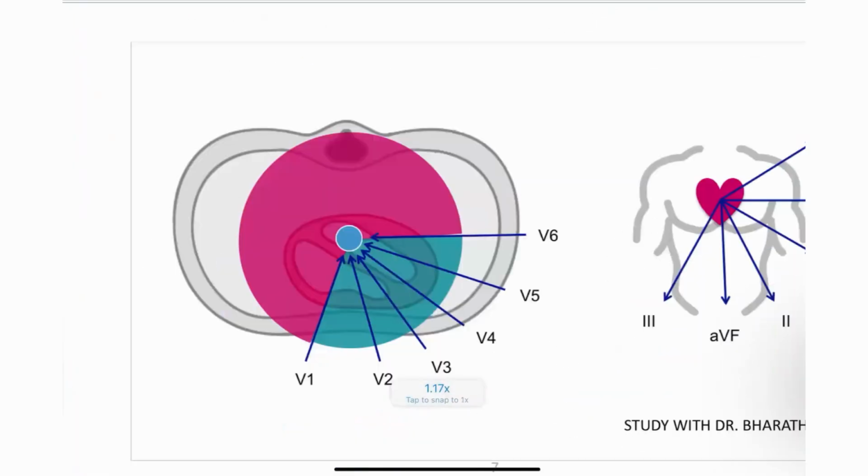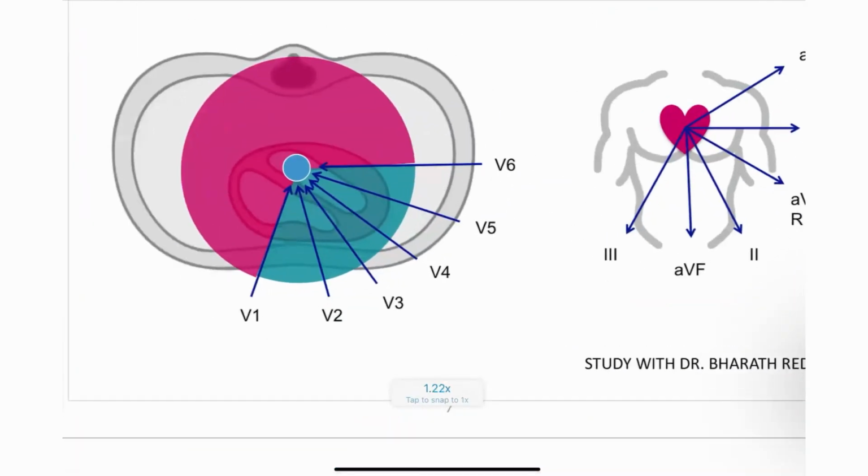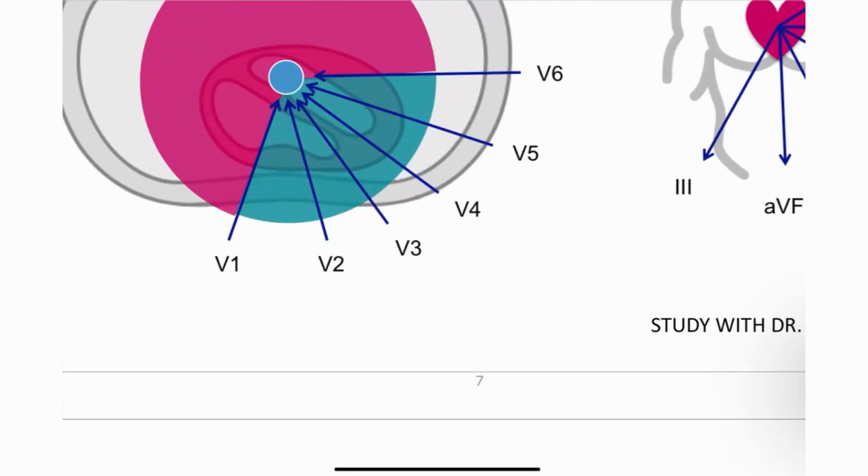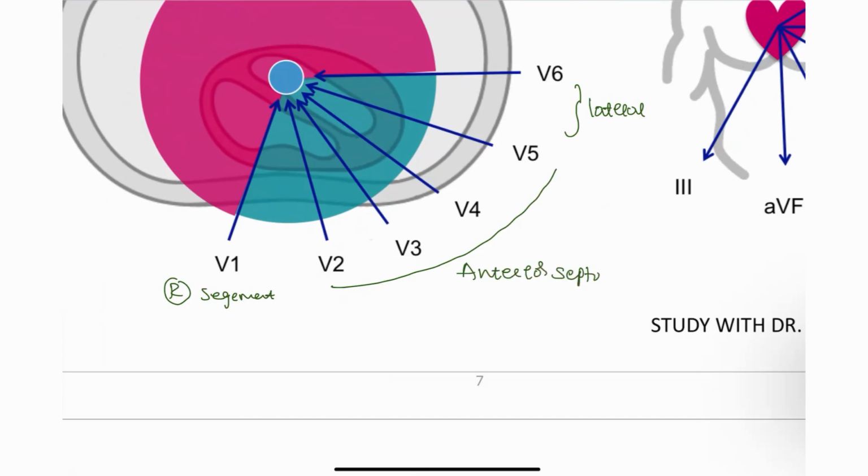Next, here you can see these are the chest leads. So where is the location of the chest leads? These two are going to see the lateral side, right? And here it is going to be on the right side of the segment, and all of these are going to be on the left. So it is looking at the anterior and septal. Anterior septal is what we are going to look at.